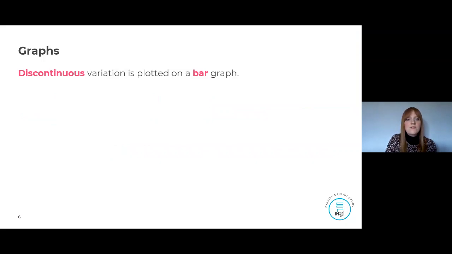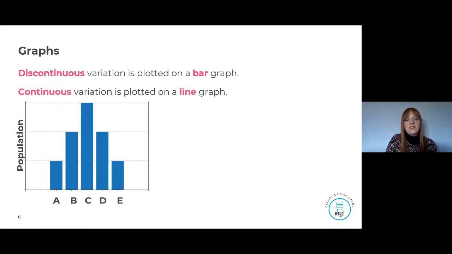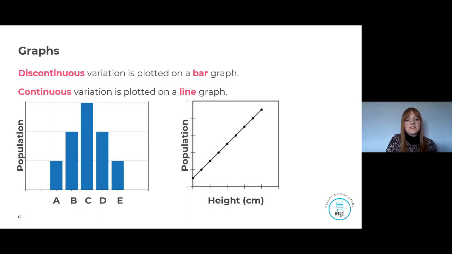So how would we draw a graph for these? Well, because discontinuous has discrete categories, it lends itself to a bar graph, whereas continuous variation is often plotted on a line. Okay, so as we can see here, we've got at the bottom our bar graph on the left-hand side, and because we would have particular categories and you would fall into one of those distinct categories, we would then use a bar chart or bar graph.